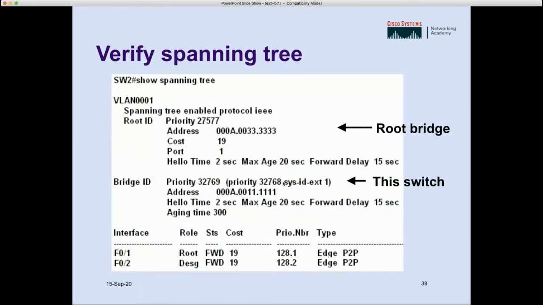And so let's look at how we can verify spanning tree. We can type the command show span on a switch and it'll show us what its MAC address is and what the MAC address of the root switch is. This is after convergence takes place and all the switches have agreed upon each other, taking care of all the loops, and the election of the root bridge is all taking place.